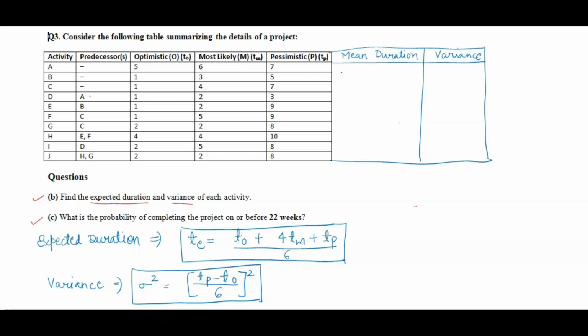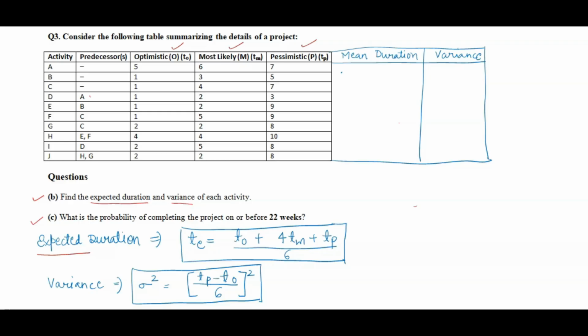First we'll find the expected duration. The formula is TE equals, TE we call the expected duration or mean duration. Both are the same, whether you call it expected or mean duration. So mean duration equals TO plus 4 into TM plus TP, divided by 6. TO is optimistic time, TM is most likely time, and TP is pessimistic time. Take the optimistic time plus 4 times the most likely time plus the pessimistic time, and divide by 6. Then you will get the mean duration.